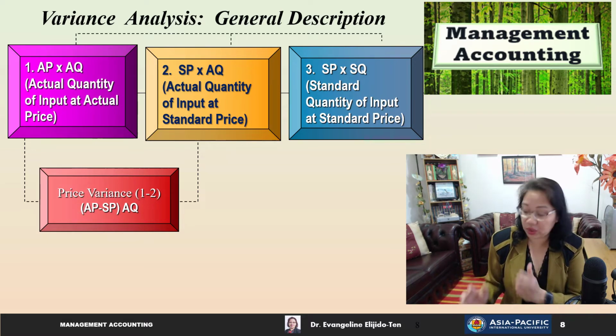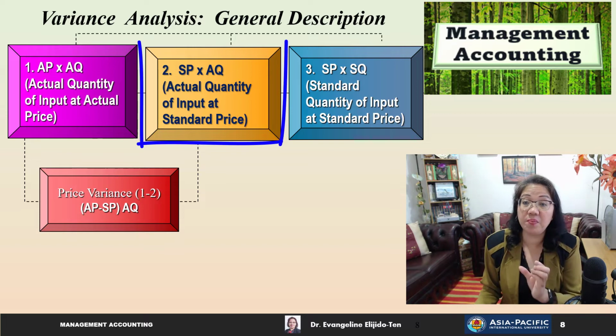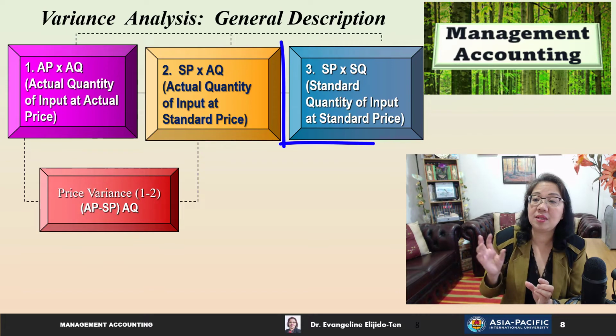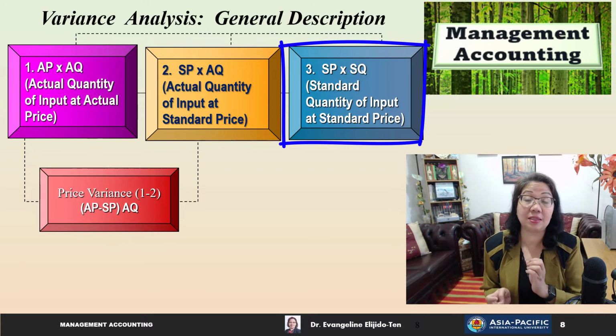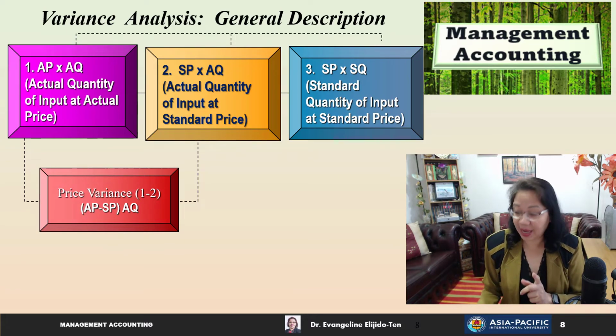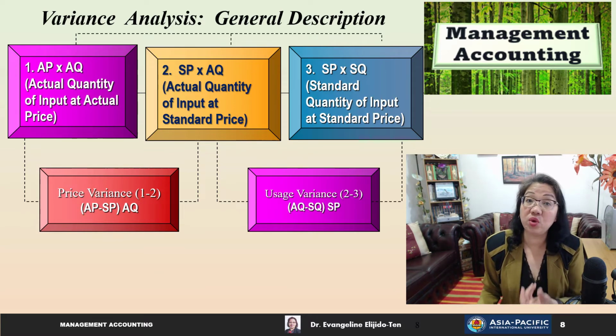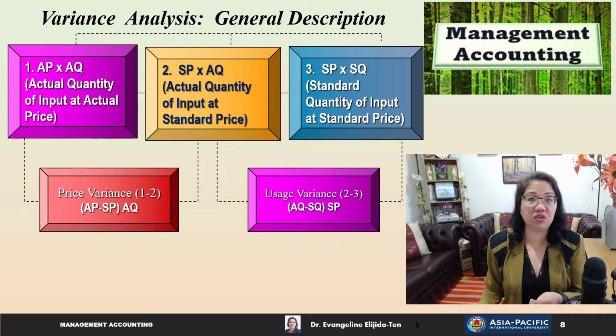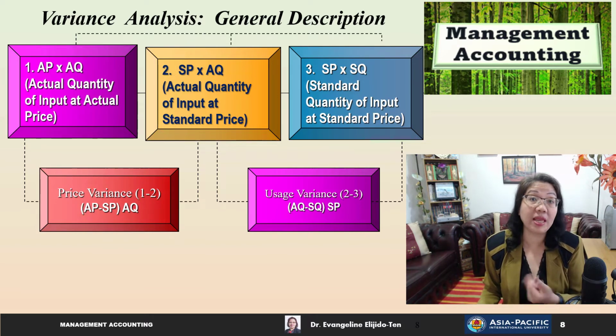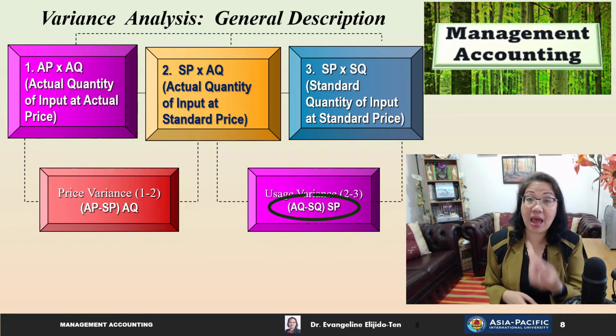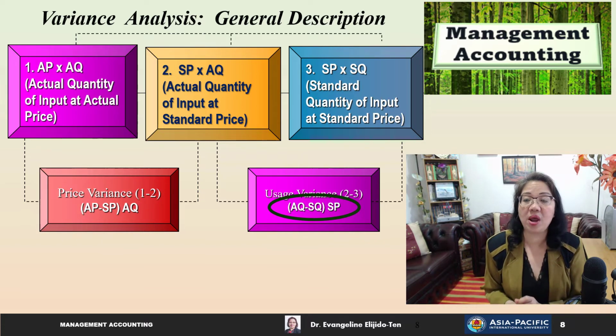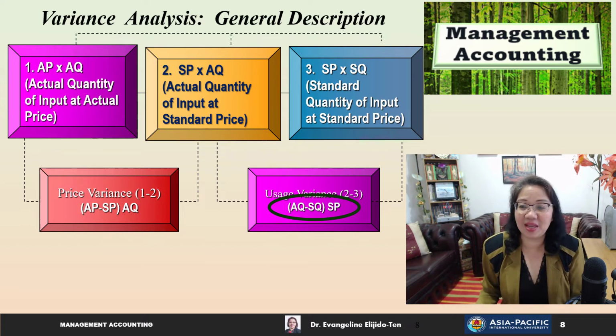Now, when you move to the next part, you will be comparing the middle section, standard price at actual quantity, with the standard price at standard quantity. The difference here is what we refer to as the usage variance, also known as the quantity variance or efficiency variance. So again, you can derive the formula here: actual quantity minus standard quantity times the standard price will give you the usage variance.